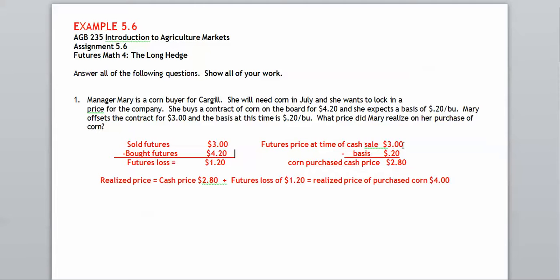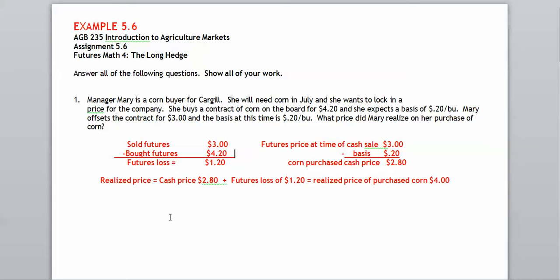Futures price at the time of cash sale was $3. Basis is 20 cents under. That gives us a corn purchase price, cash price, of $2.80. Since we lost that on the futures side, we have to add that to the price that we paid for the cash corn. It makes the corn more expensive that we bought. So we paid $2.80 for cash corn. We have to add $1.20. That yields a $4 realized price.